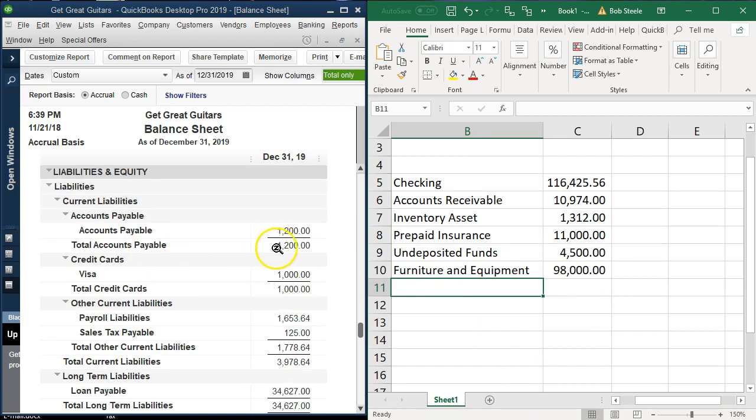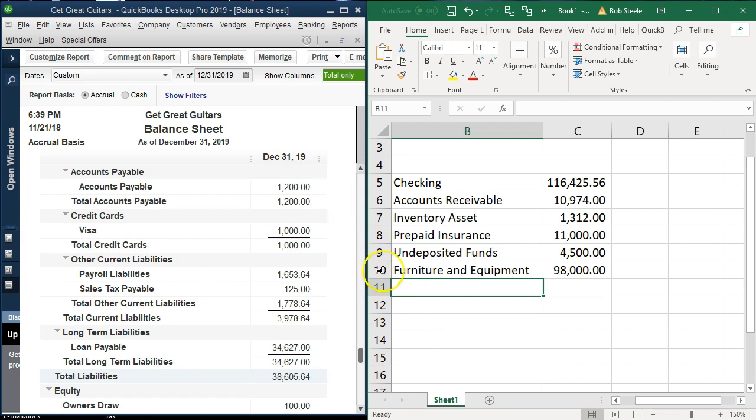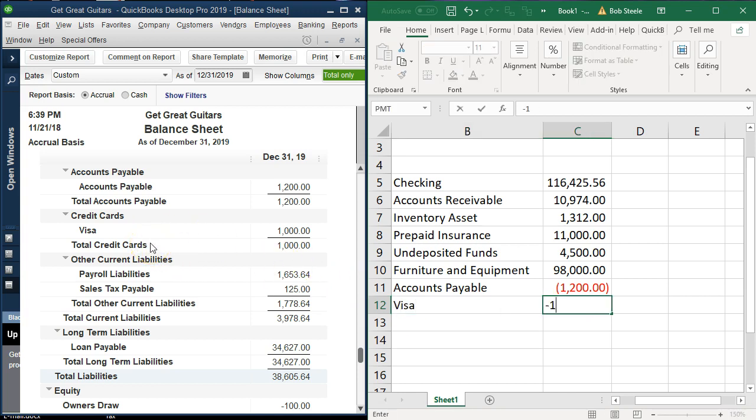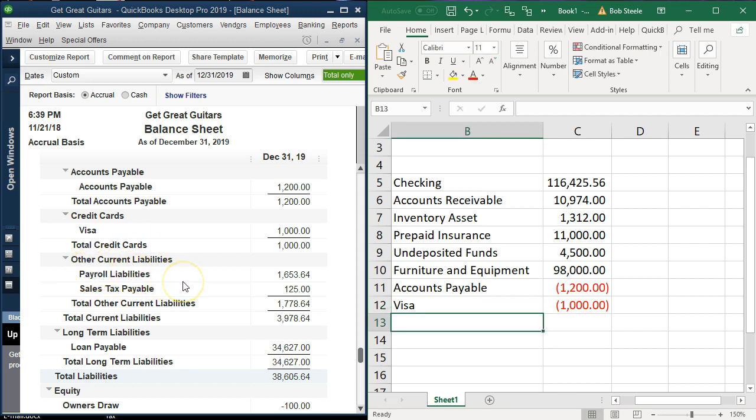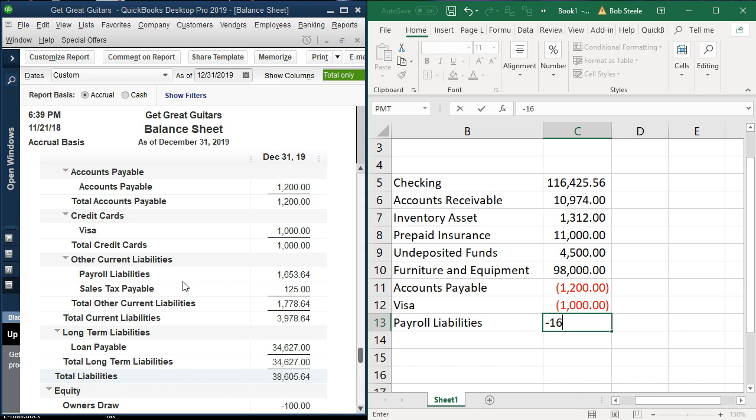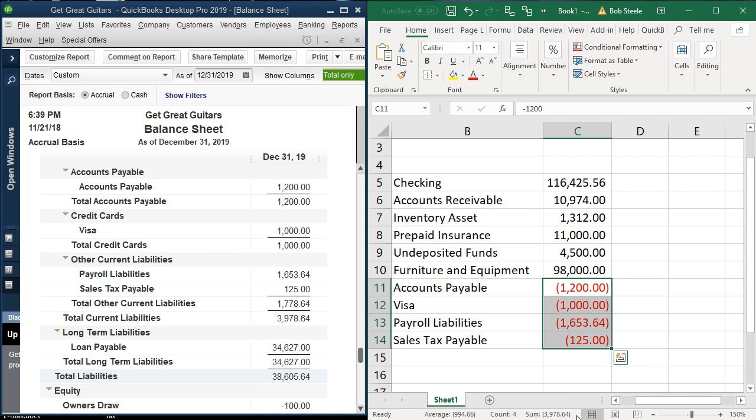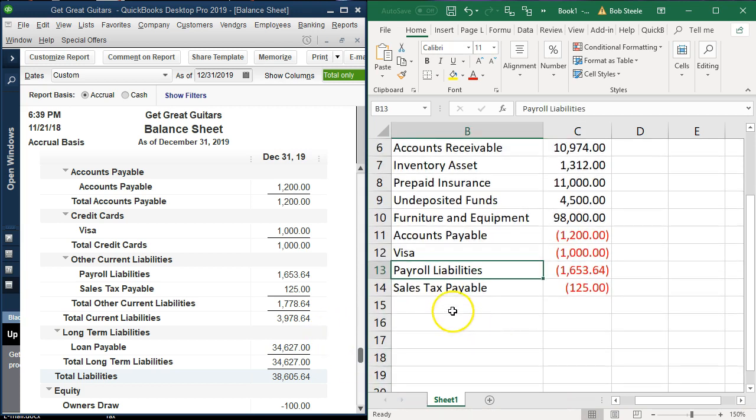Continuing on to the liabilities. These are all credits. They're positive numbers here, but we know they're credits from a debit and credit standpoint. So we're going to go accounts payable, and I'm going to represent credits with a negative 1200. And then the debits minus the credits will equal zero. I'm going to skip the subcategory. We're going to go to the Visa, negative 1000. Now we're on the other current liabilities, payroll liabilities, negative 1653.64. Sales tax payable is going to be negative 125. I'm going to skip the subcategories, but if I want to know if I'm doing this right, highlight those. 3978, 3978 looks good. Liabilities good so far.